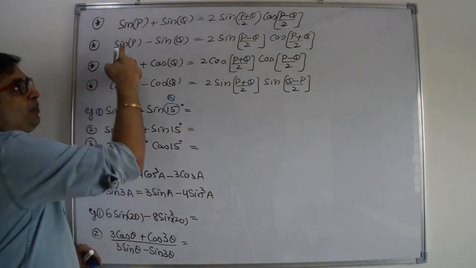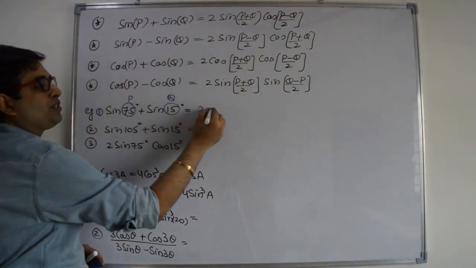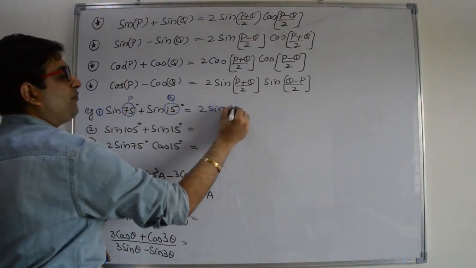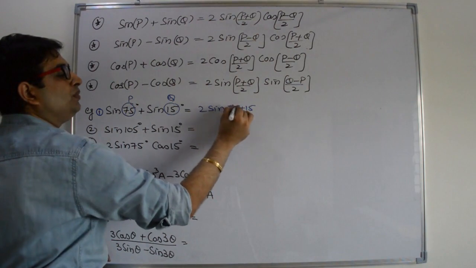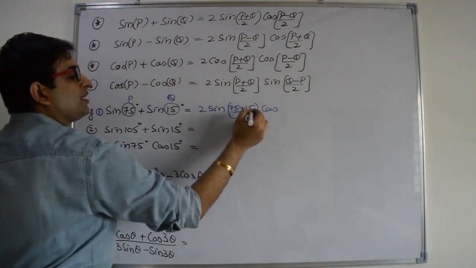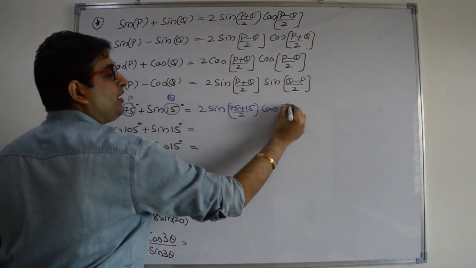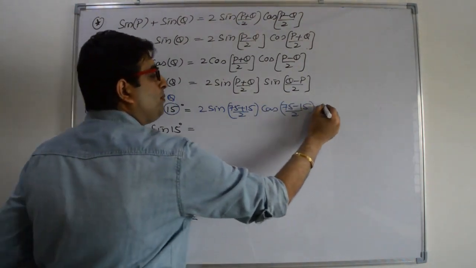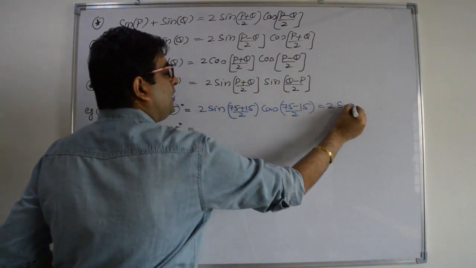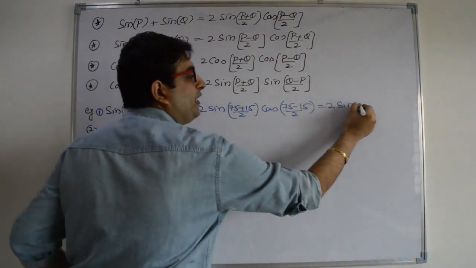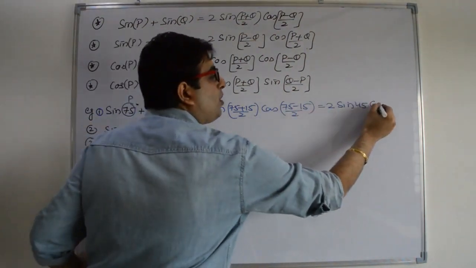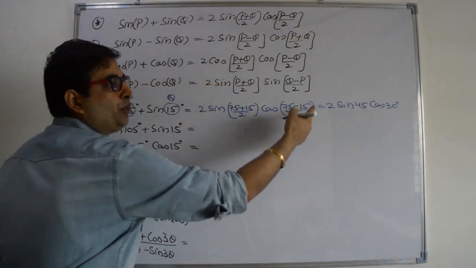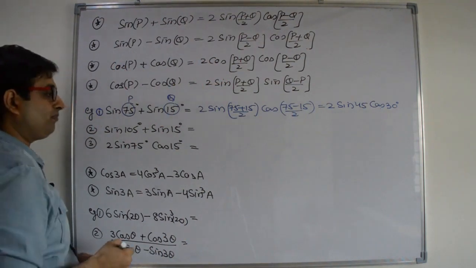Right? I am using sin P plus sin Q, so it is 2 sin (P plus Q) divided by 2, that is (75 plus 15) divided by 2, cos of the subtraction, (75 minus 15) divided by 2. Right? So it becomes 2 sin 45 degree cos 30 degree. And we know the value, you can put it and you can calculate the result.